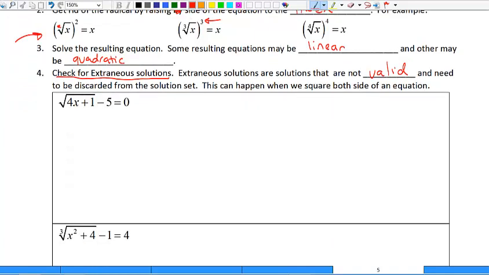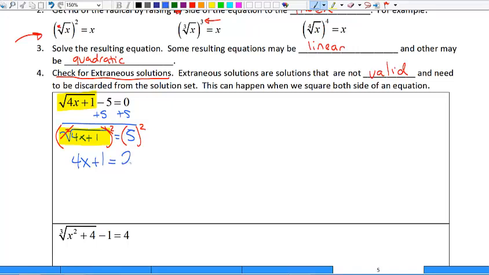So on our problem, step 1, is this radical all by itself? No, it's not. This minus 5 needs to be on the other side. So I'm going to add 5 to both sides so that the square root of 4x plus 1 is equal to 5. And now for step 1, my radical is all by itself. Step 2, raise both sides to the index. Well, this little index is a 2, so I'm going to square both sides. The square and the square root undo each other, and I'm just left with 4x plus 1. That was kind of the whole point, right? On the other side, 5 squared is 25.